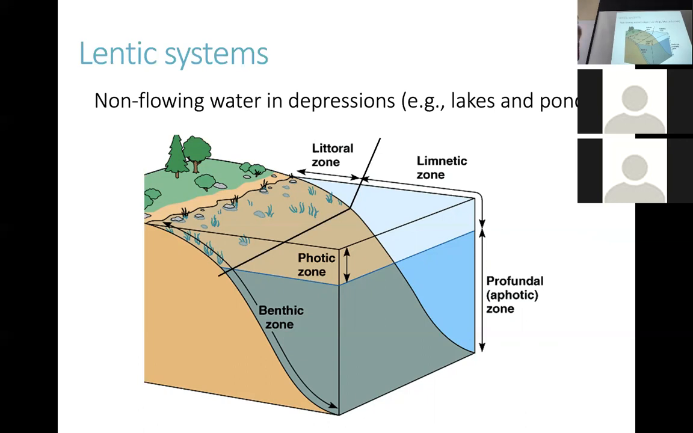So in lentic systems, there's a few different zones I want you to be familiar with. You have the littoral and the limnetic. Littoral refers to the shallow area. That's where plants can generally grow near the shore. Limnetic is out further away from the shore. So littoral and limnetic, close to shore, away from shore.